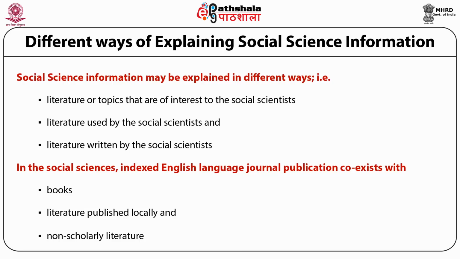One can interpret that literature used by the social scientists is wider in scope than literature written by the social scientists. Also, social science information can be identified as works written by social scientists addressed to other social scientists and dealing with matters related to mutual interest. In fact, there is a definitional problem when we try to identify social science information. Let's now examine grouping social science information sources.